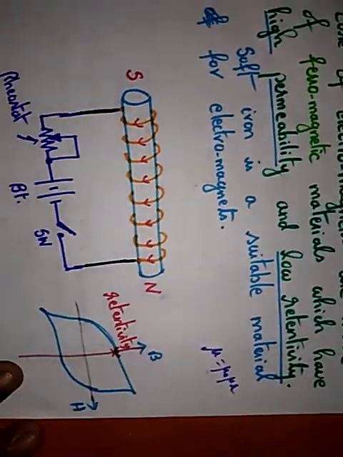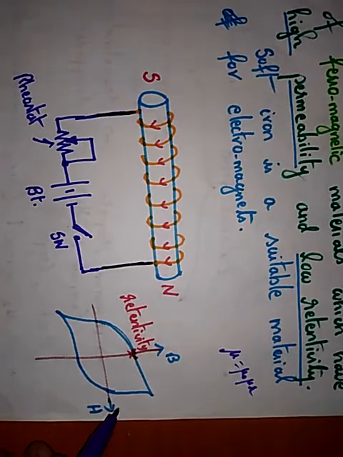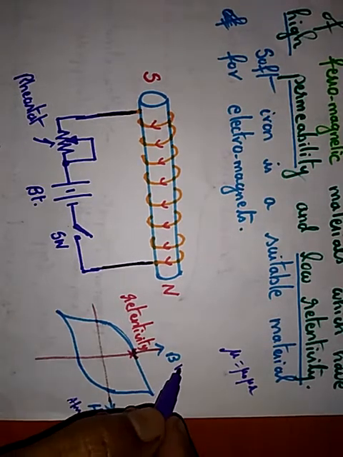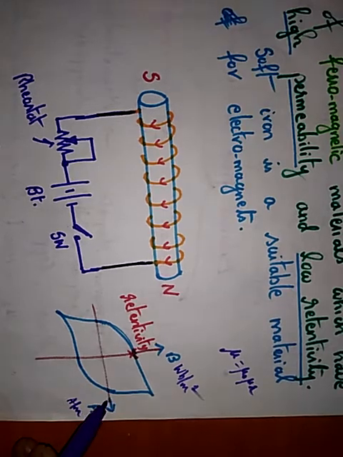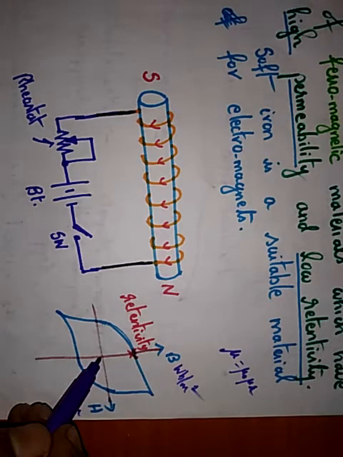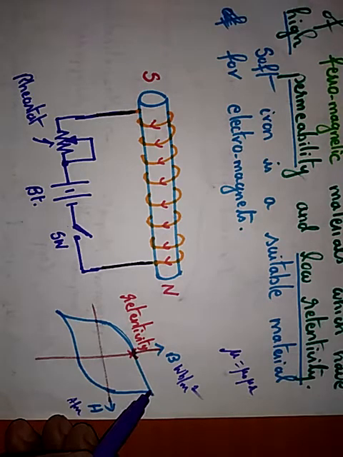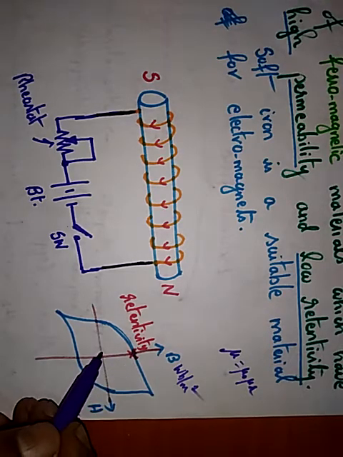Retentivity means, if you see in the BH curve or hysteresis curve, this is H in amperes per meter and B in Webers per meter square or Tesla. When the current increases, it goes into saturation, and when the current decreases and once the current is removed, we still have magnetic flux density.